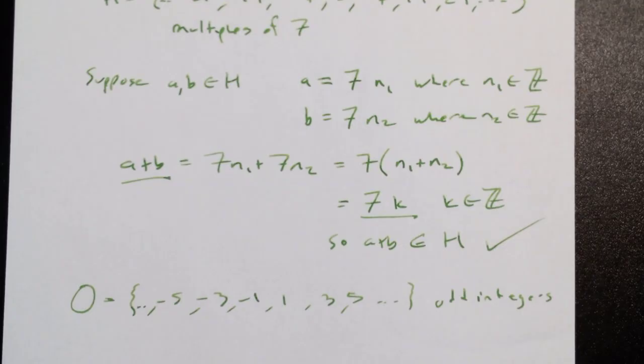This is a universal statement, right? Being closed means for all A, B, which means if I want to show it's true, I have to prove it. If I want to show it's false, I have to find one counterexample.